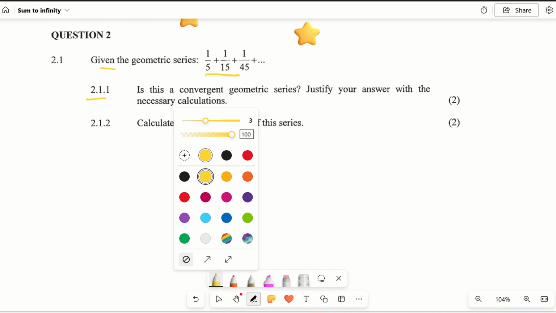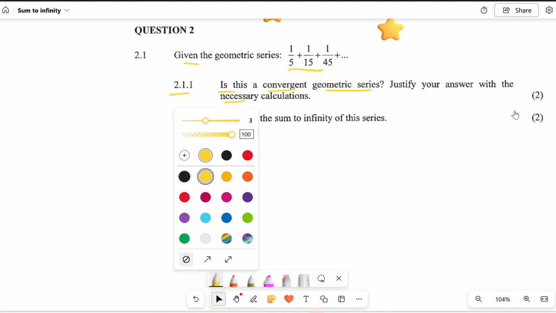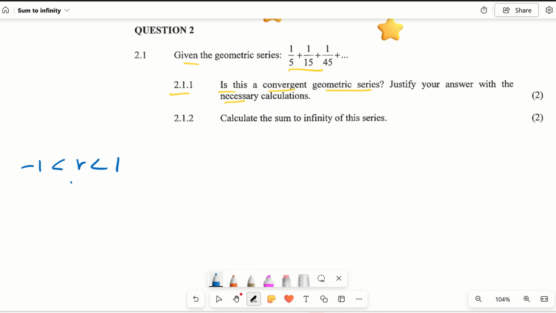First question 2.1.1, is this a convergent geometric series? Justify your answer with necessary calculations. The condition for convergence is minus 1 less than r less than 1. That is, if your ratio falls within this range, then you know that the series is indeed convergent.